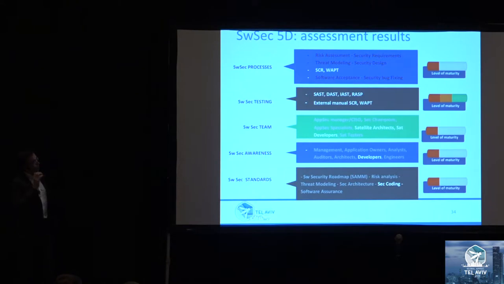But here you can see immediately that the other dimensions do not have a high level of maturity. For example, they are focusing only on the processes of secure code review and web application penetration testing, not the others, so this level of maturity is low. In the security team, they have only satellite architects and developers, so the level of maturity is low. The awareness is performed only on the developers and the standard only on secure coding.